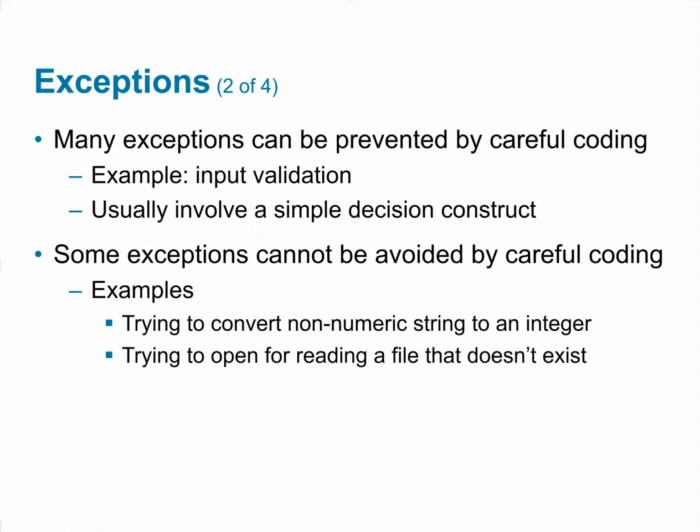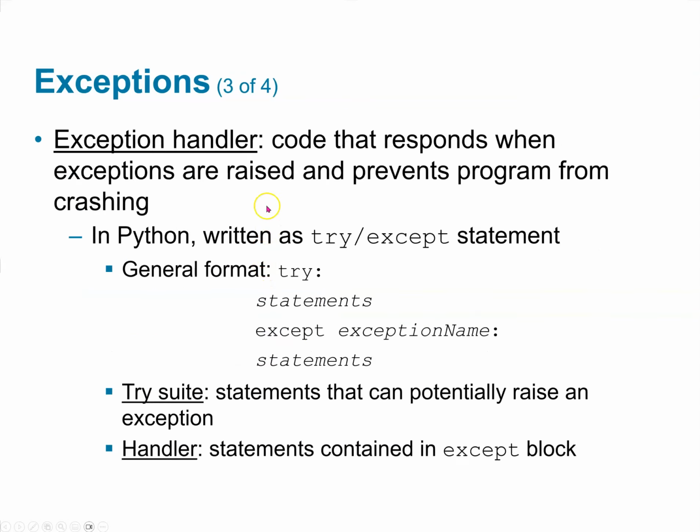Many exceptions can be prevented by careful coding. For example, validate your input. Make sure it's in an appropriate range, etc. This can be done with a simple if or while. Some exceptions can't be prevented by coding. For example, trying to convert a non-numeric string to an integer or open a file that doesn't exist. An exception handler is code that responds when exceptions are raised and prevents the program from crashing.